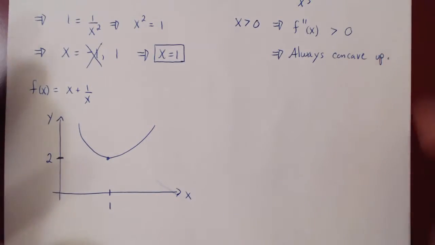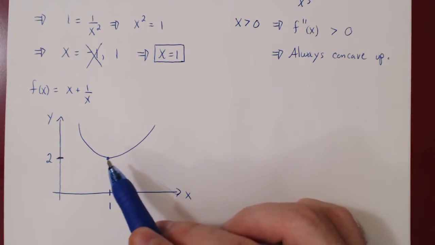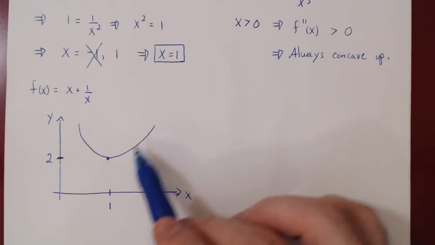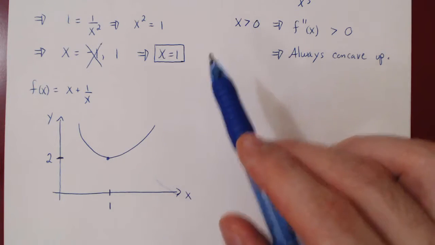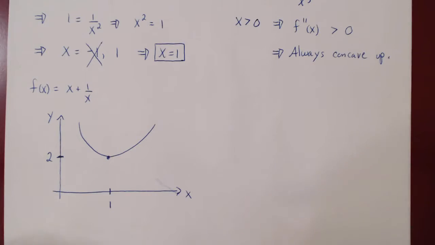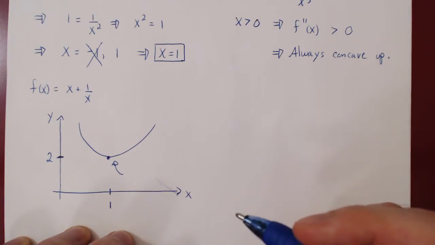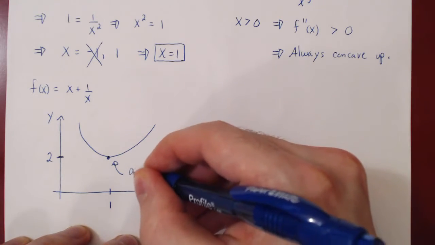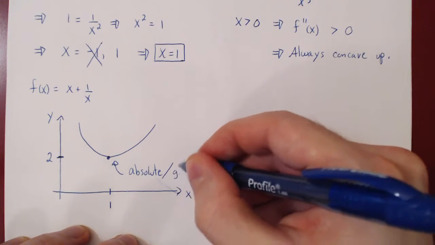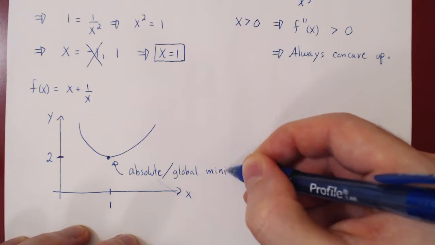So if you look at your graph, really rough sketch of the graph of x plus 1 over x, since there are no other critical points or inflection points, the curve will never change its behavior again. It will always look like this. And so if you notice, we have just found our absolute minimum. And you can replace the word absolute by global. They are synonyms. So this is the absolute slash global minimum of the function.